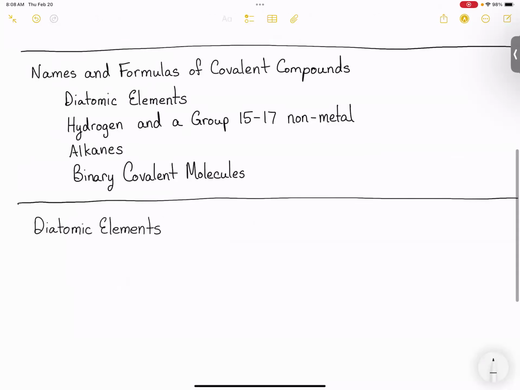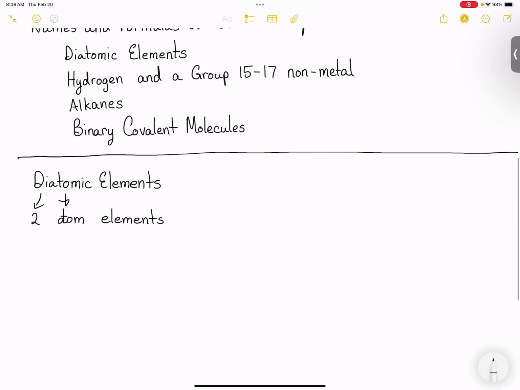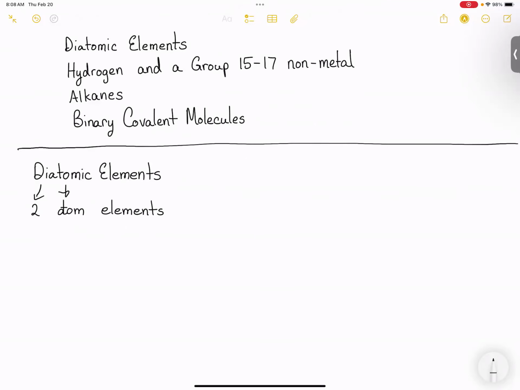This literally breaks down to two atom: di means two, atomic means atom, elements. So we're talking about elements that come in pairs. Now, there are 7 diatomic elements.